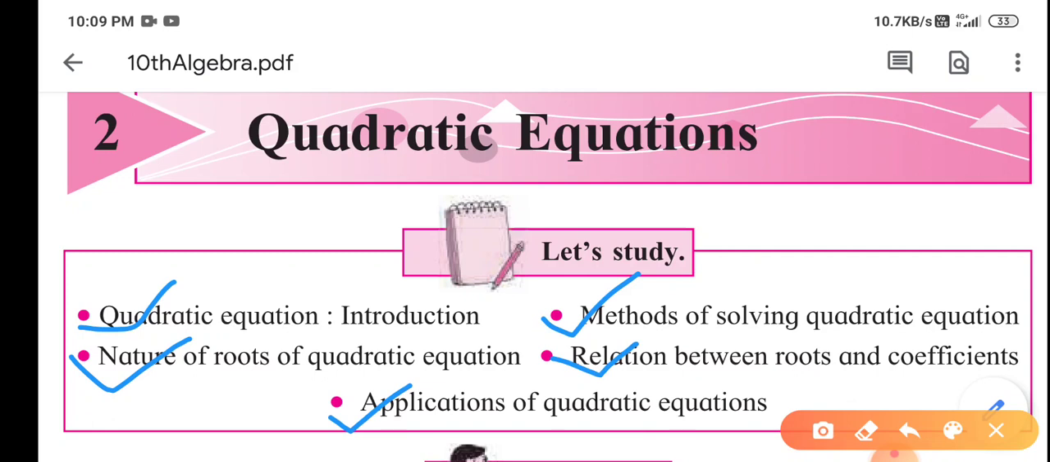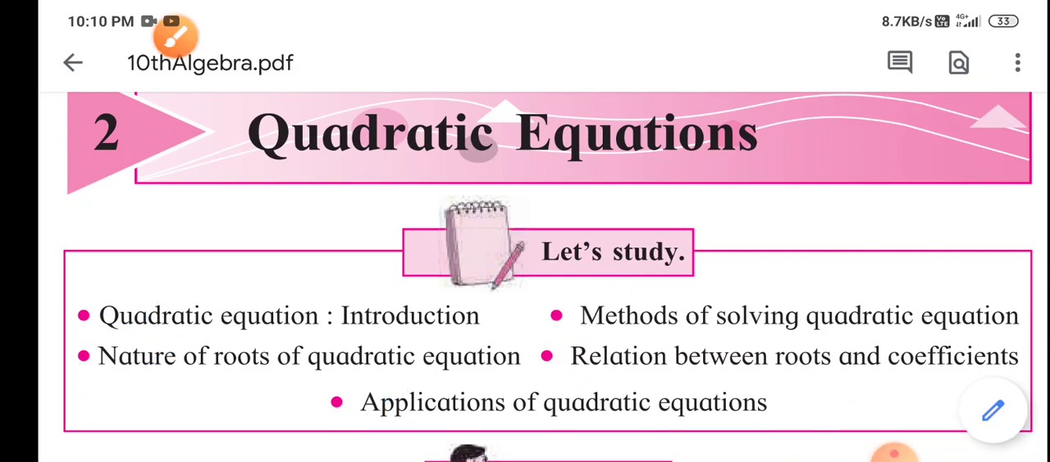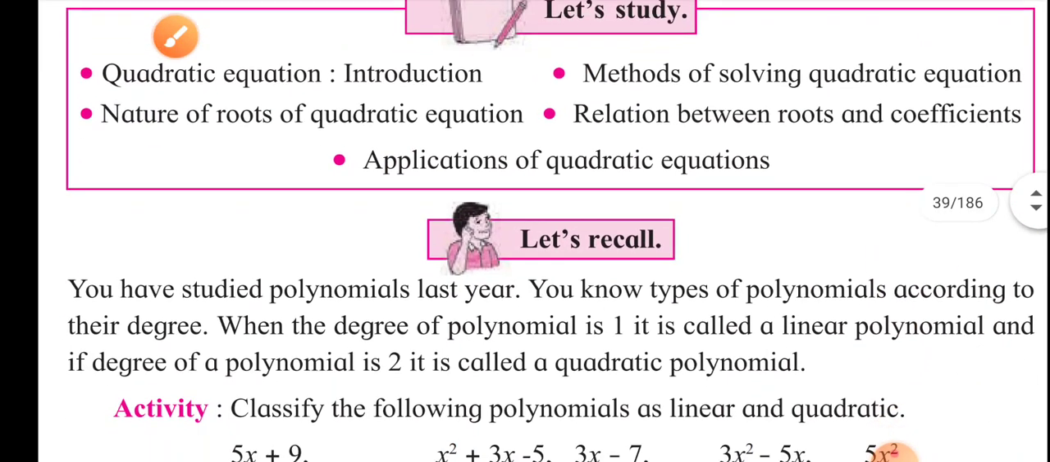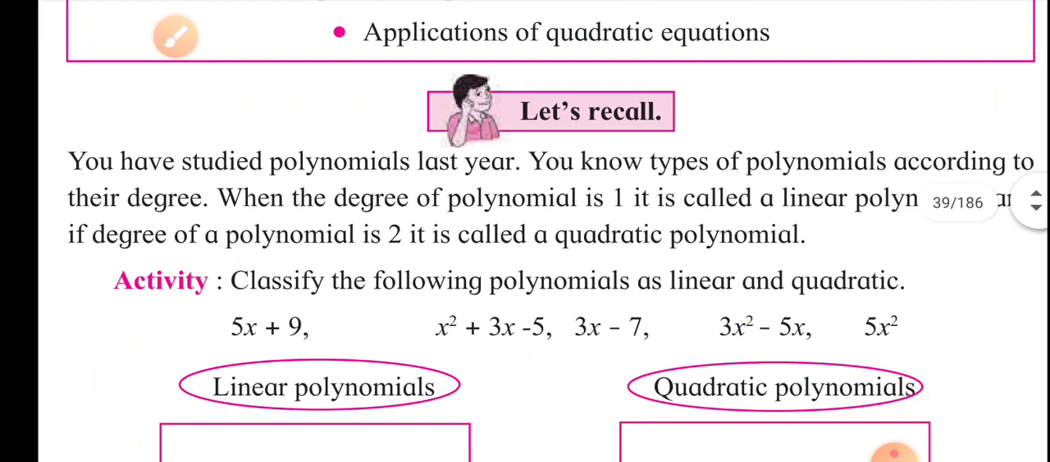Before starting this lesson, keep one thing in your mind: this is a very important lesson for your board examination. Maximum questions can be asked on this lesson. Many times, questions of near about 12 marks are asked on this topic. So let's start. Firstly, try to understand what quadratic equation means.